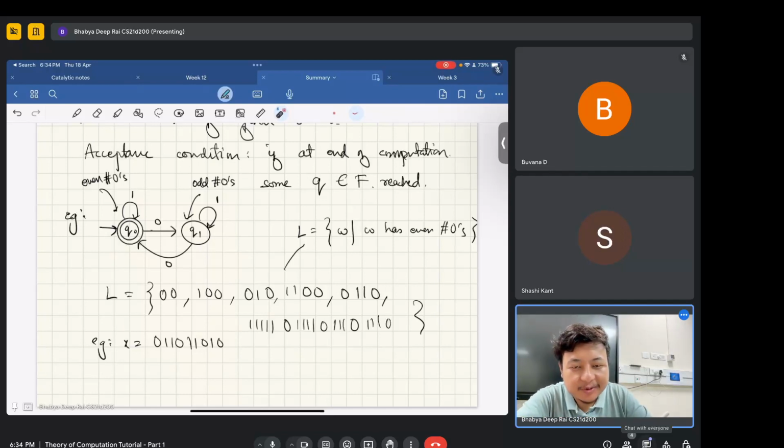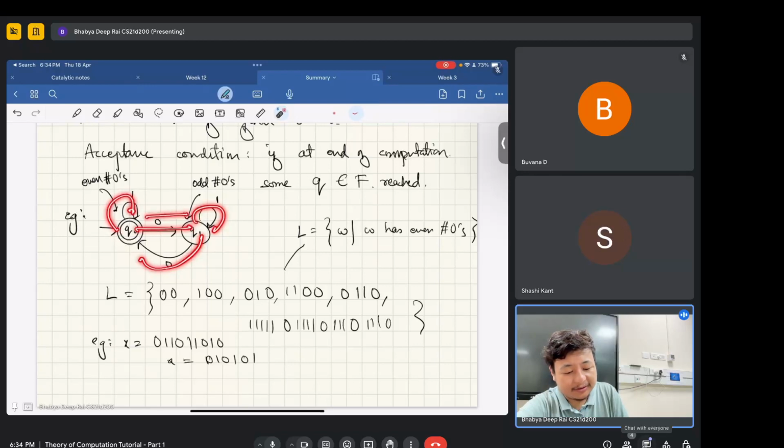So what is the language of this machine? The language of this machine is all the strings which have an even number of zeros. So for example, if you try x equals 0 1 0 1 0 1, this has an odd number of zeros. So what happens? 0 1 0 1 0 1. So I stay here. I don't accept because this is a non-final state. But if I had one more 0 here, as I was staying in this state, as soon as I saw this 0, I shifted to this as my final state.